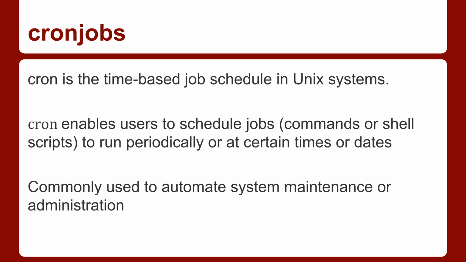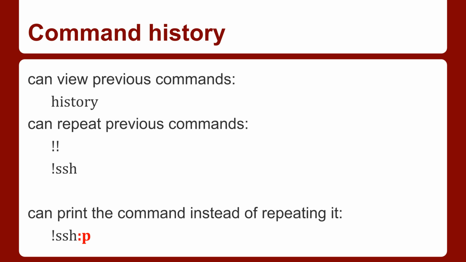Cron jobs are time-based jobs in Linux that enable a user to schedule a job at any time, whether it's to run some sort of command or to run some sort of script. They're commonly used to automate system maintenance or administration, but they obviously can be abused. If you are dealing with an attacker and you find a system might be compromised, it might be helpful to go through the previous commands that have been run if they haven't cleared the history.